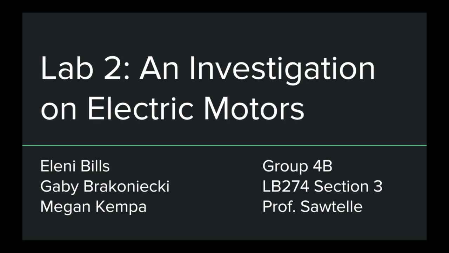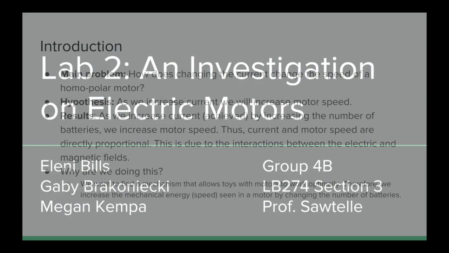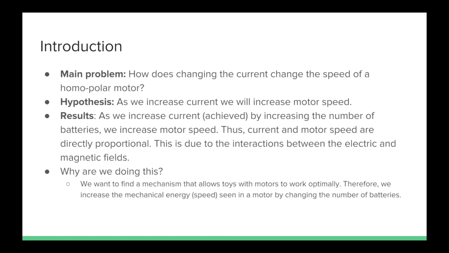This video covers our investigations on electric motors by Group 4B. During this lab, we explored if the speed of a homopolar motor could be changed by changing the current. It was hypothesized that increasing the current through the circuit would increase rotations of a wire loop, which represented our motor. Because of interactions between the electric and magnetic fields, increasing the current was achieved by increasing the number of batteries, which resulted in an increase in motor speed.